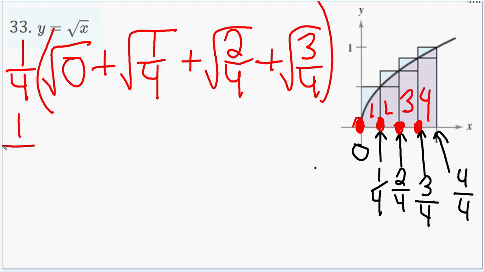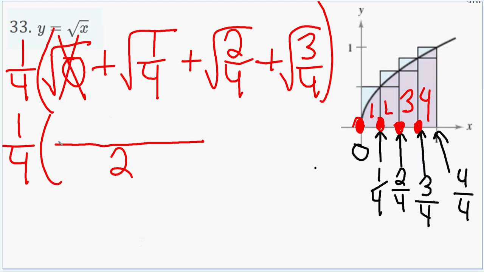So we've got our 1/4 out here. Notice under all the radicals we have a root 4 as our denominator, so that will simplify down to just a 2. And then I can leave off the root of 0. The root of 1 here is just 1. Plus the root of 2 plus the root of 3.